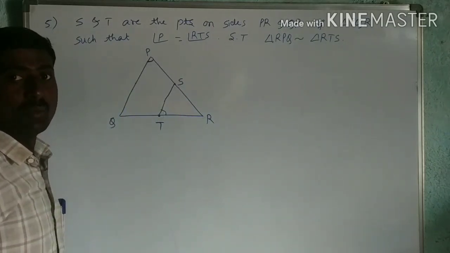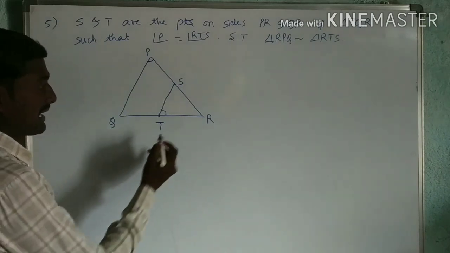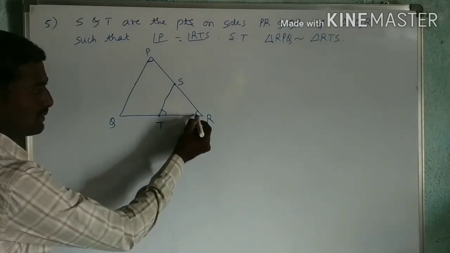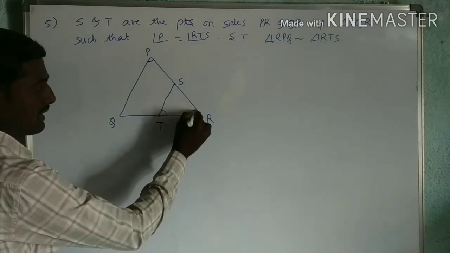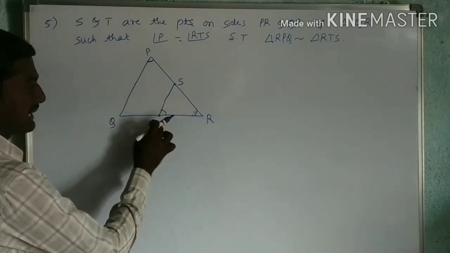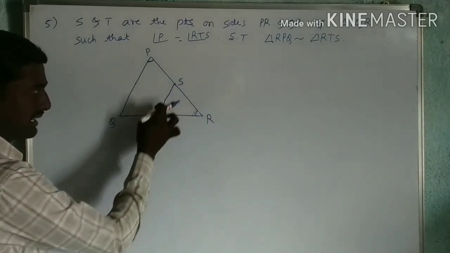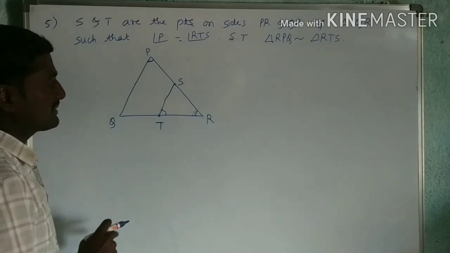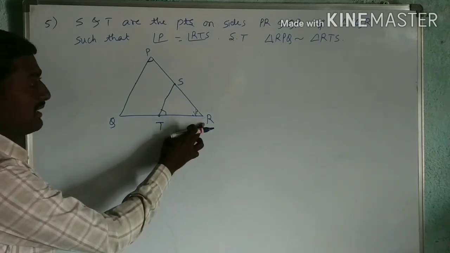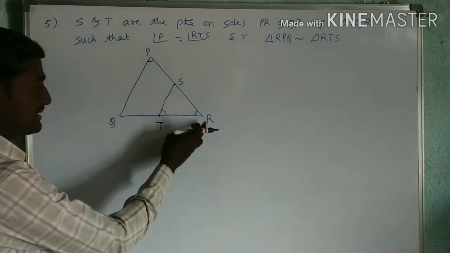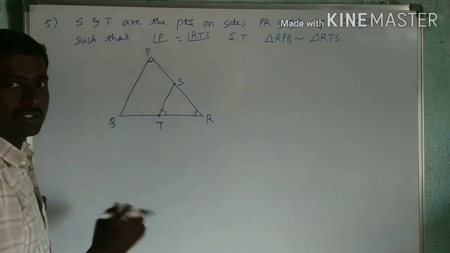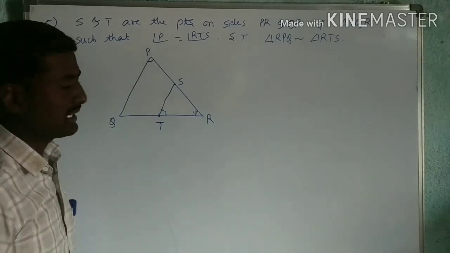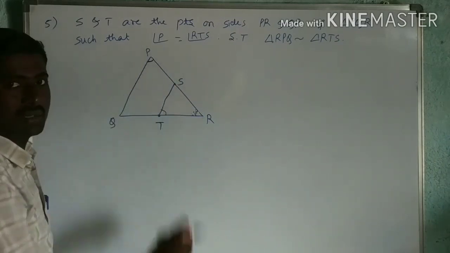Now I want another angle. Which angle is it? Another angle is common here. This common angle is R, the angle for the triangle RTS as well as for the other triangle, RQP. So by using the AA similarity criterion, I can say these two triangles are similar.